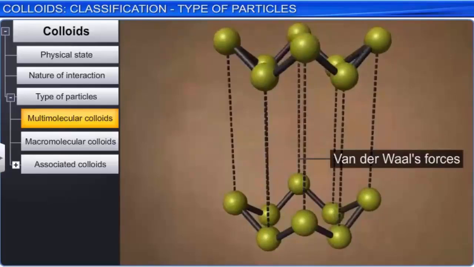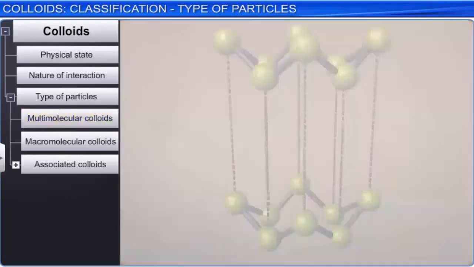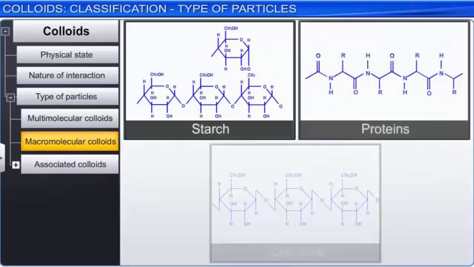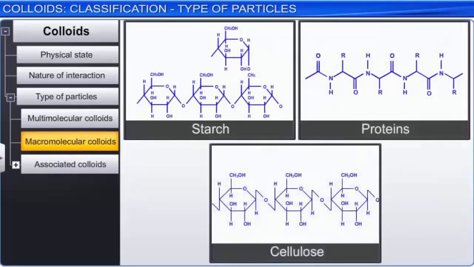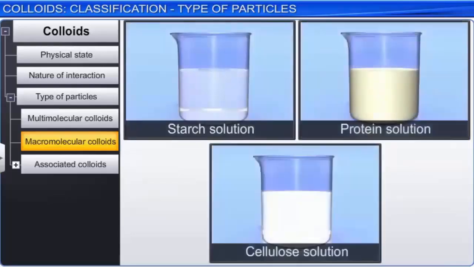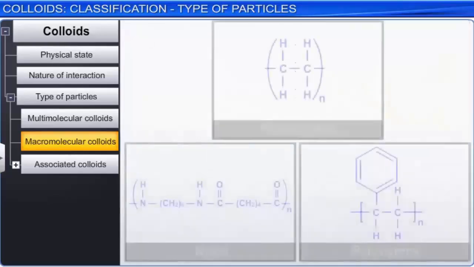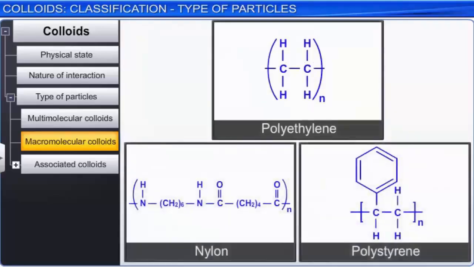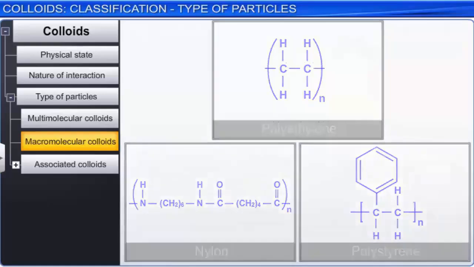The other category of colloids is macromolecular colloids. Certain substances, like starch, proteins, and cellulose, have molecules of big size, which lie in the colloidal range. The solutions of these substances in suitable solvents are called macromolecular colloids. Synthetic macromolecules, such as polyethylene, nylon, and polystyrene, also form colloids when dispersed in suitable solvents. Macromolecular colloidal solutions are stable and resemble true solutions in some respects.